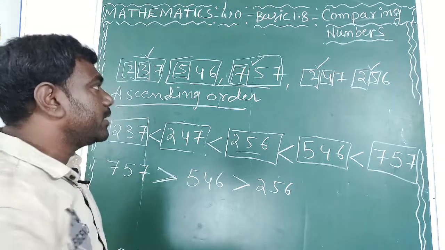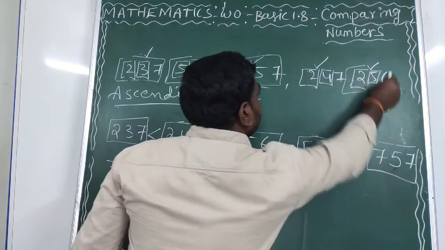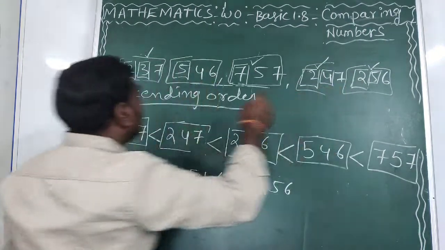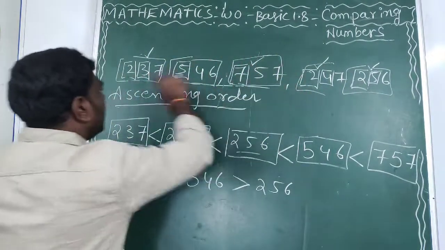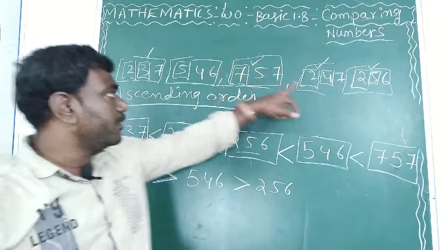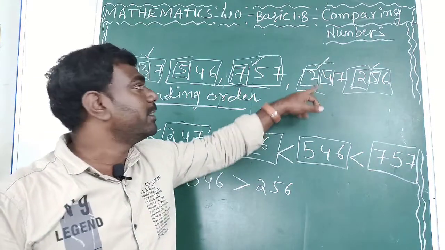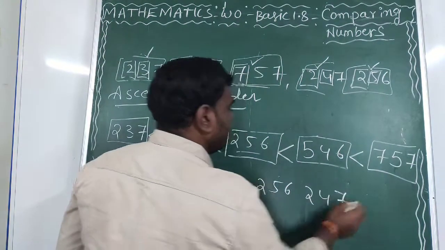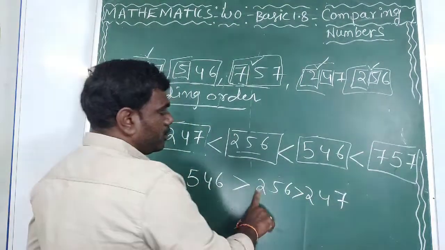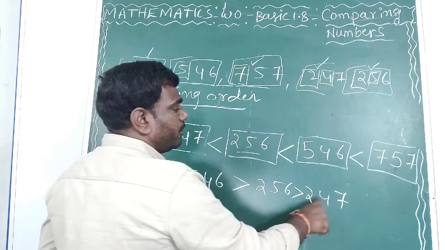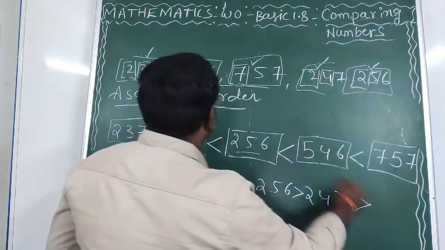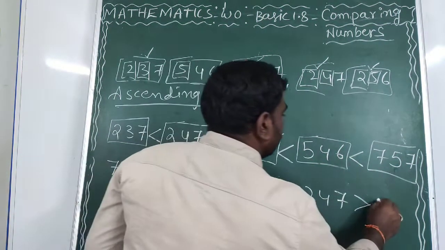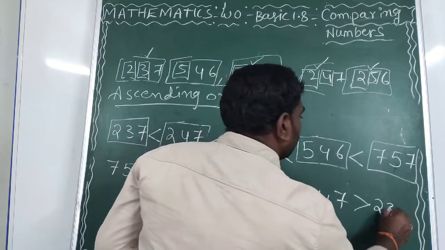Okay. Next digit is what? So this 3 is finished. Next, 1 and 2 are the left numbers. Here 3, here 4. Compared to which is greater? This is the greater digit number, that is 247, which is greater than. 256 is greater than 247. Finally, the last number, 247 is greater than 237.